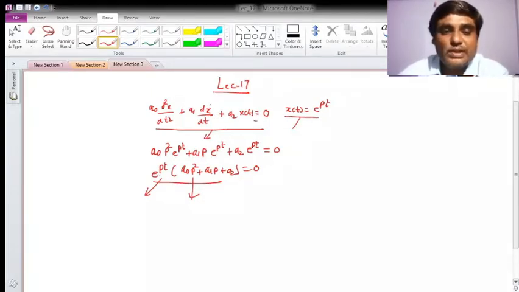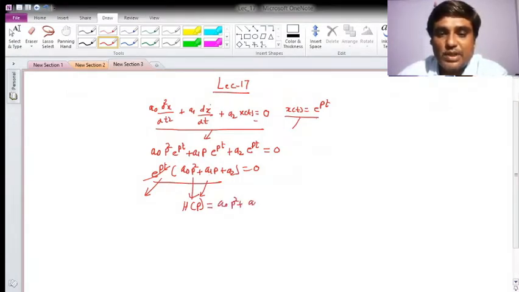But e raised to pt will be 0 only at infinity, so I will not take that. I will consider this as one equation that we define as the characteristic equation, or Heaviside operator, or system operator, which in circuit interpretation we have seen in the last class. Now, to find the solution, I should know the roots of it, right? The characteristic equation has to be equal to 0, that is a0 p square plus a1 p plus a2 equals 0.